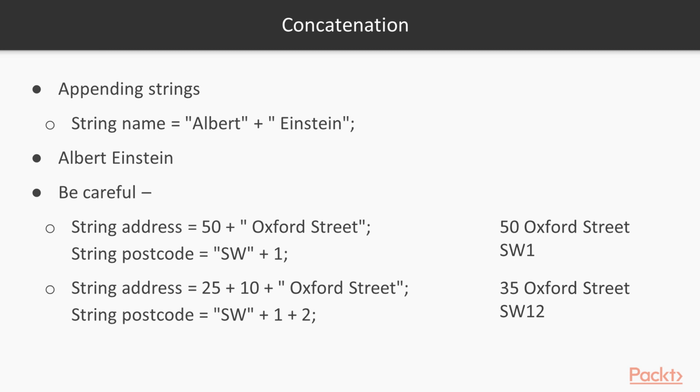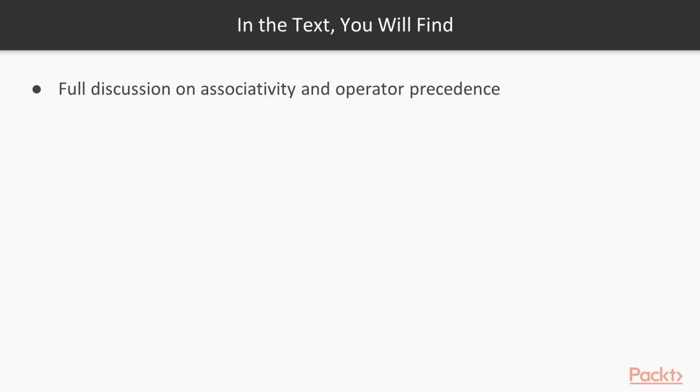However, the result of the second concatenation is slightly different. The expression is evaluated from left to right. So the text SW is concatenated to the number 1, then concatenated to the number 2, and so the resulting string is SW12. This is a good example of the importance of operator precedence and how it can affect the result of an operation. In the text, you'll find a full discussion on associativity and operator precedence.